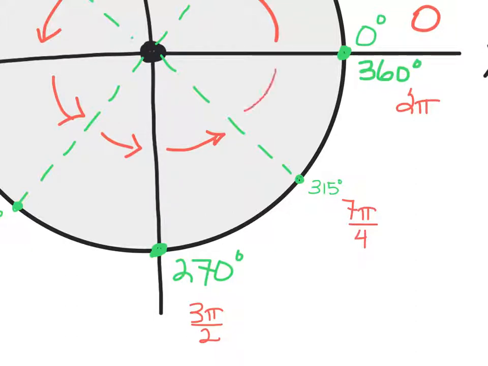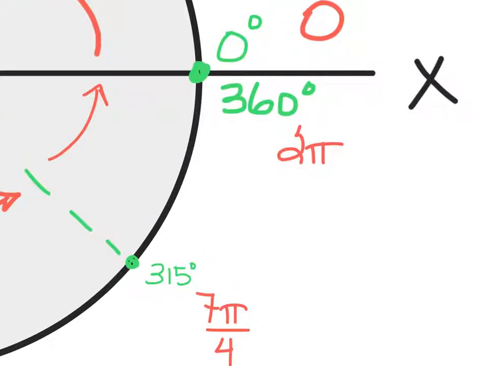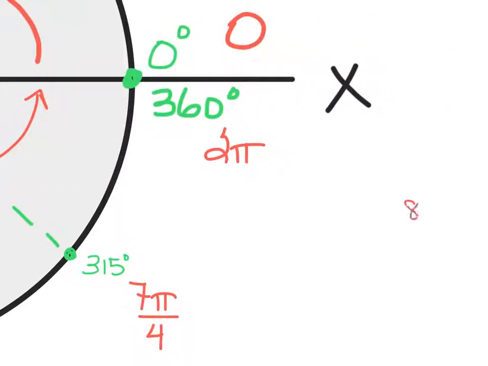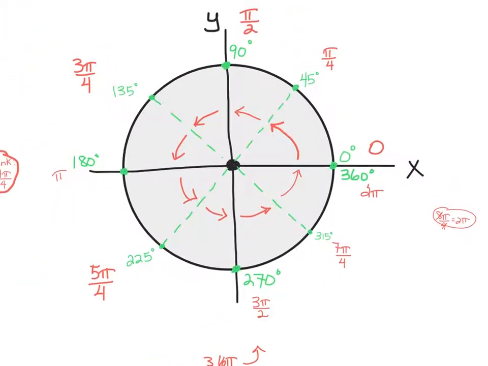And then that last one, that last turn, you're thinking is that it would be 8 pi over 4, but 8 over 4 reduces to just 2 pi. And we've already got 2 pi, so that's your thinking there, but you don't need to write it.